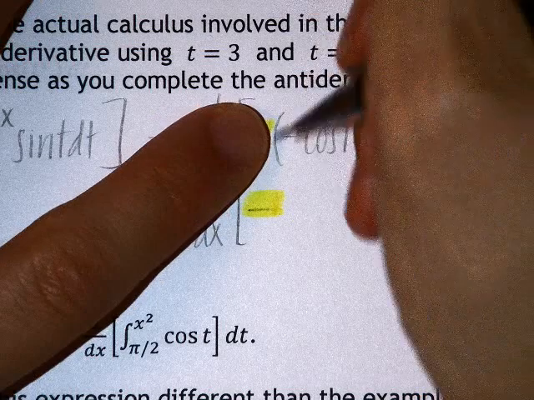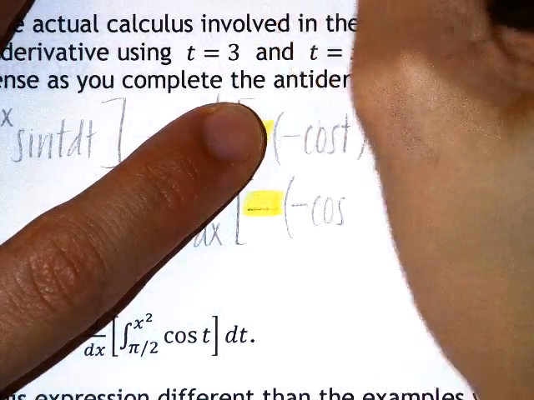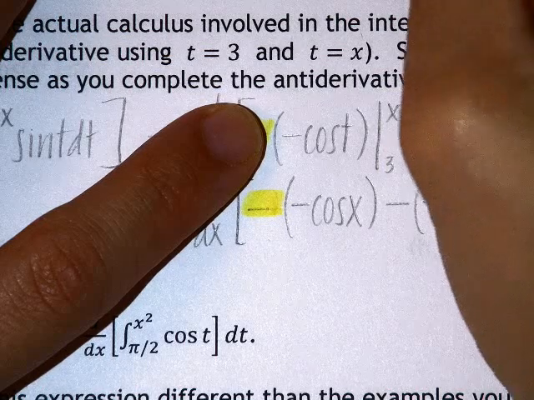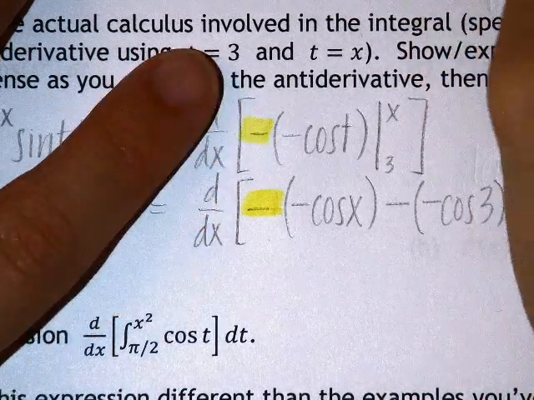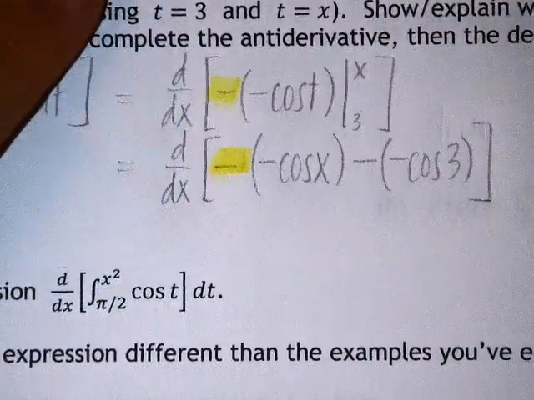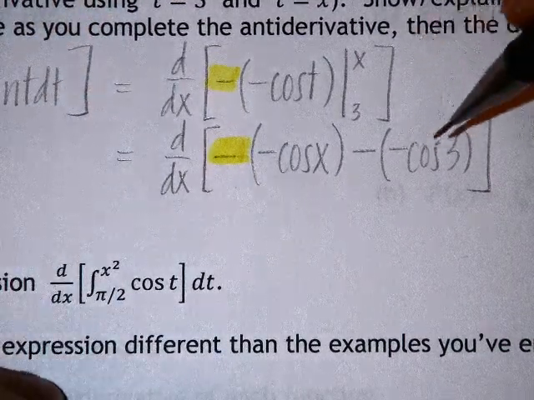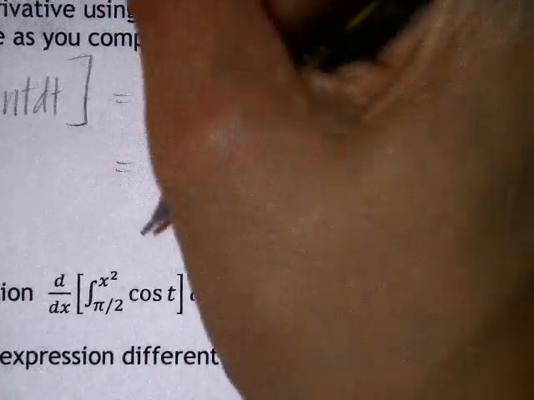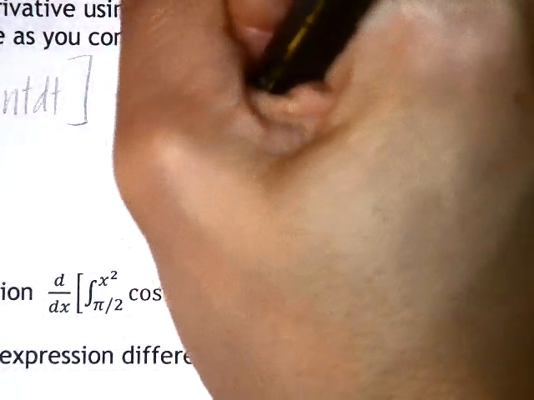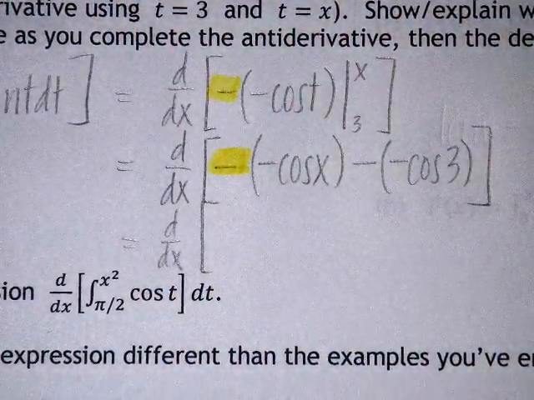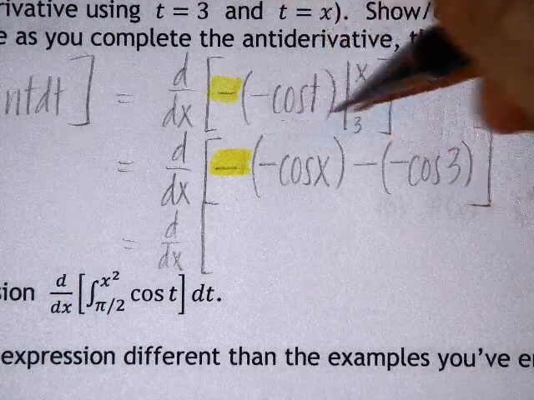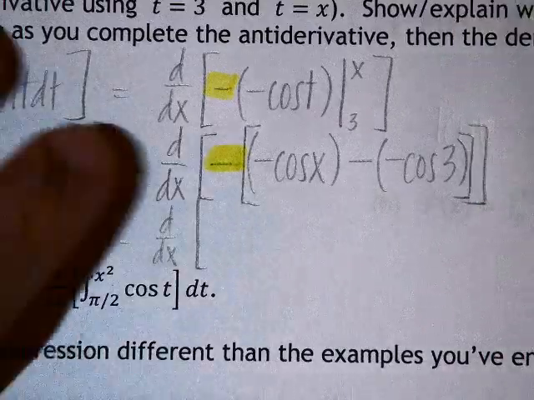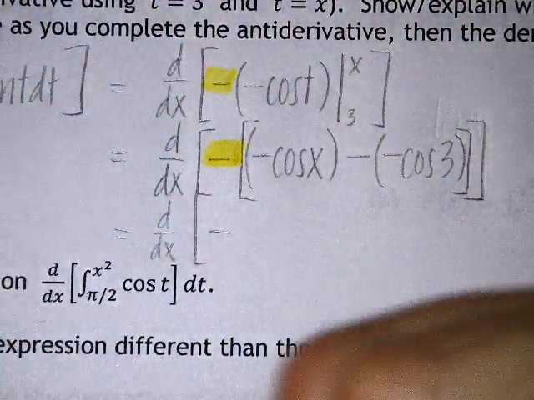If I plug in, I'll have negative cos of x minus, and then I plug in again, negative cos of 3. So this is fun. I know that cos of 3 isn't going to be very much fun to actually evaluate, so I'm probably not even going to bother. I have derivatives, still haven't done anything with that. Now I have negative and then a quantity, so I'll bracket that off again. The negative is still going to just go along for the ride.